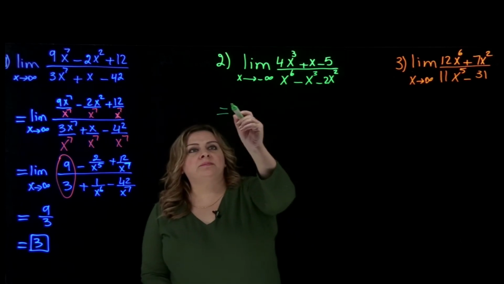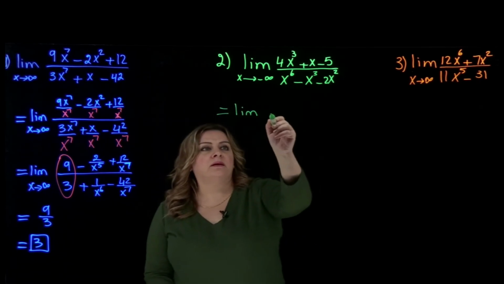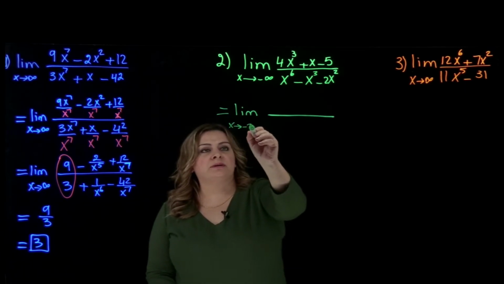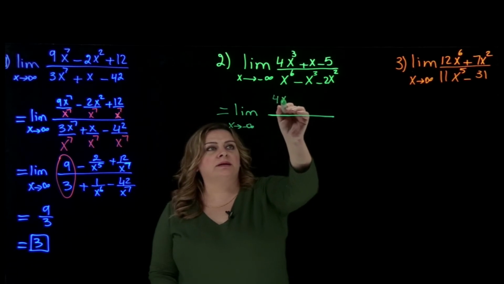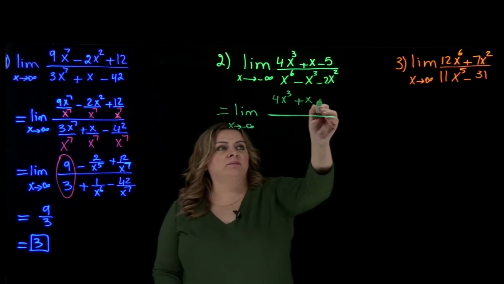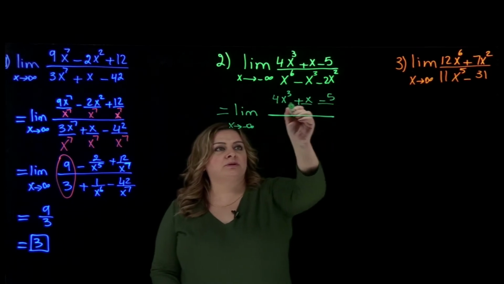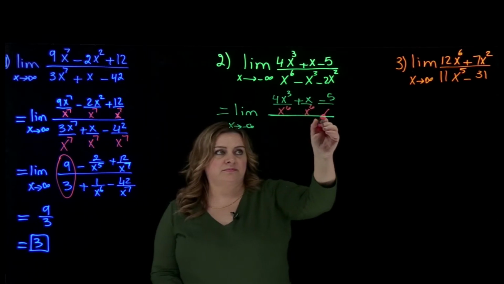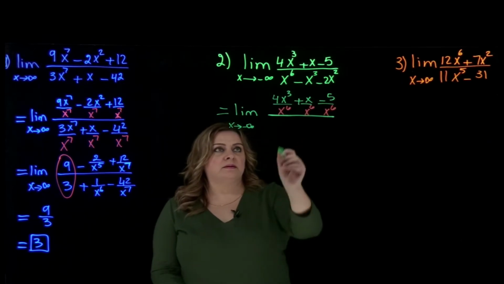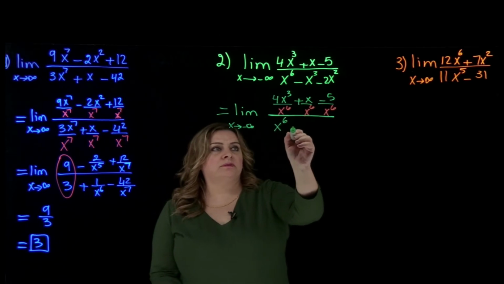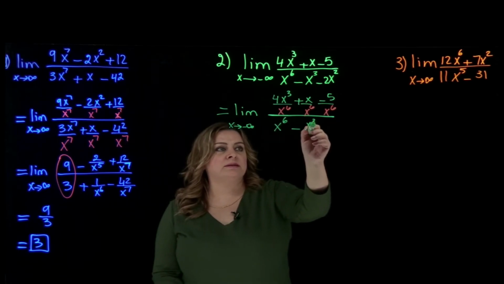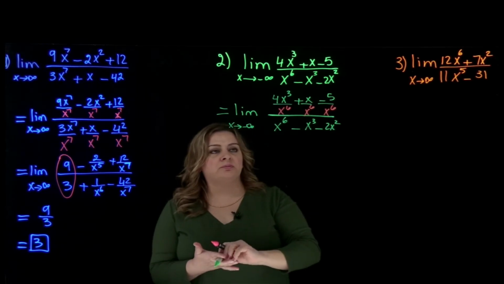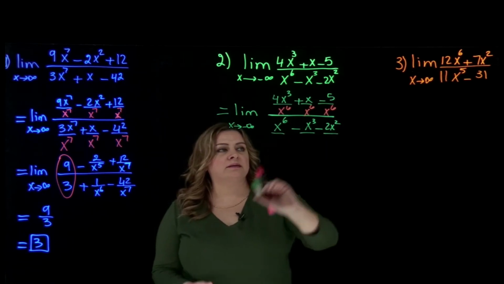So this is going to give me the limit of my function as x approaches negative infinity, and my function will be 4x cubed plus x minus 5, each term divided by x to the 6. The same in the denominator, I have x to the 6 minus x cubed minus 2x squared, and each term will be divided by x to the 6.